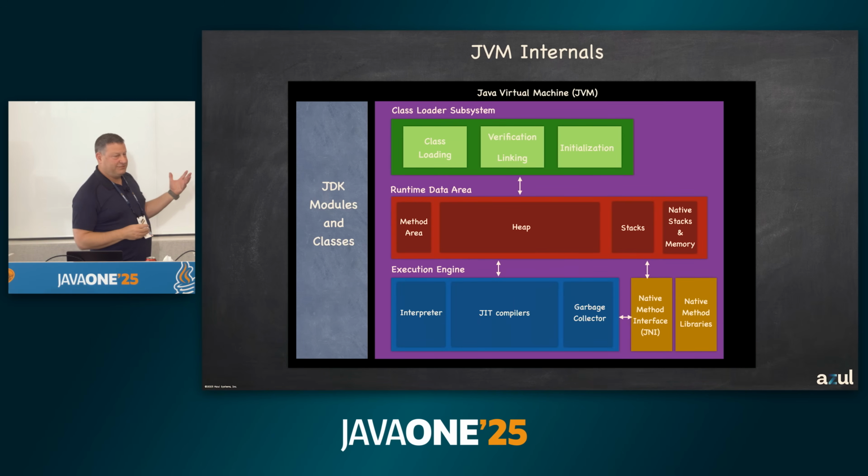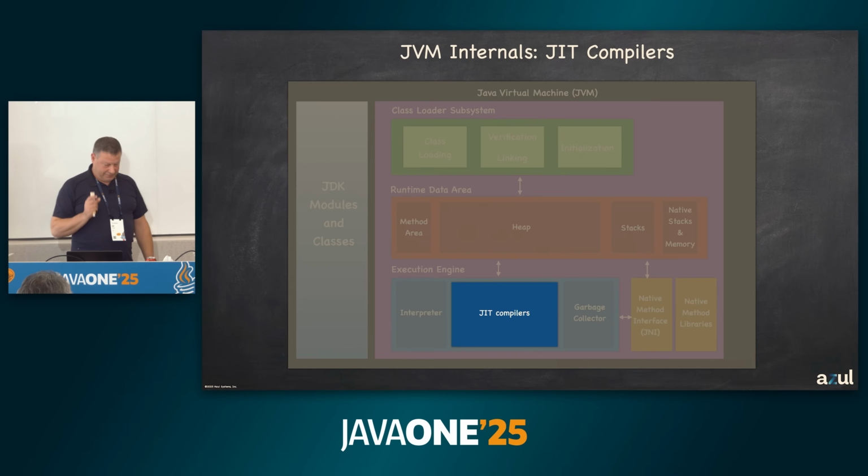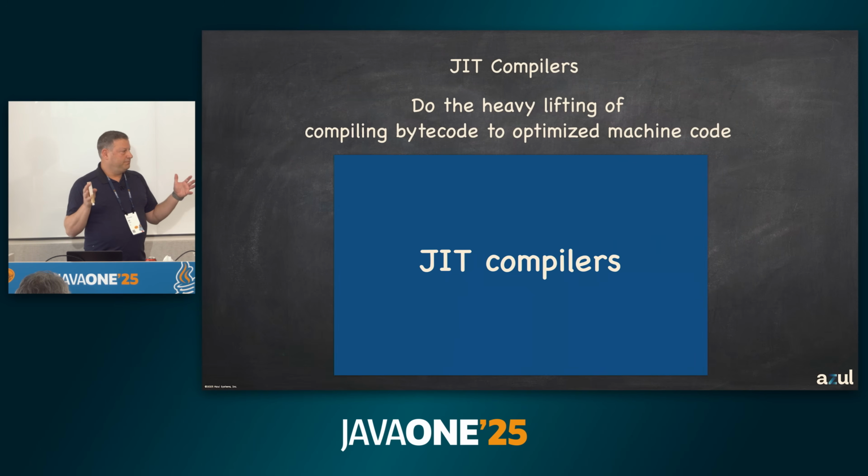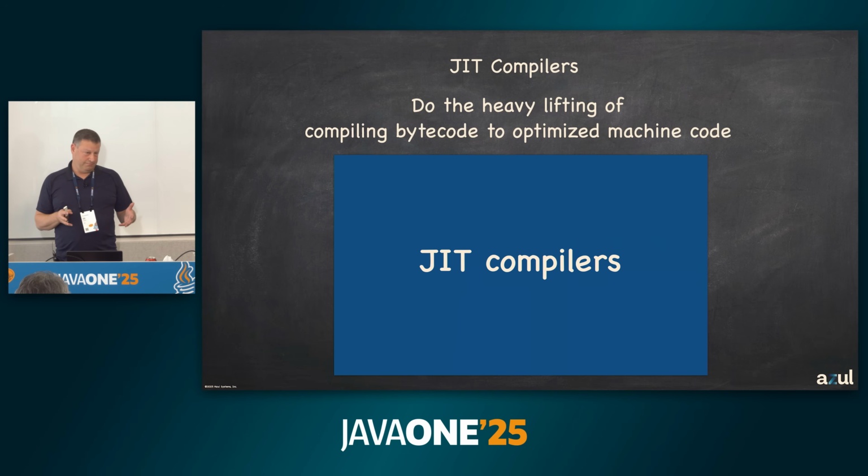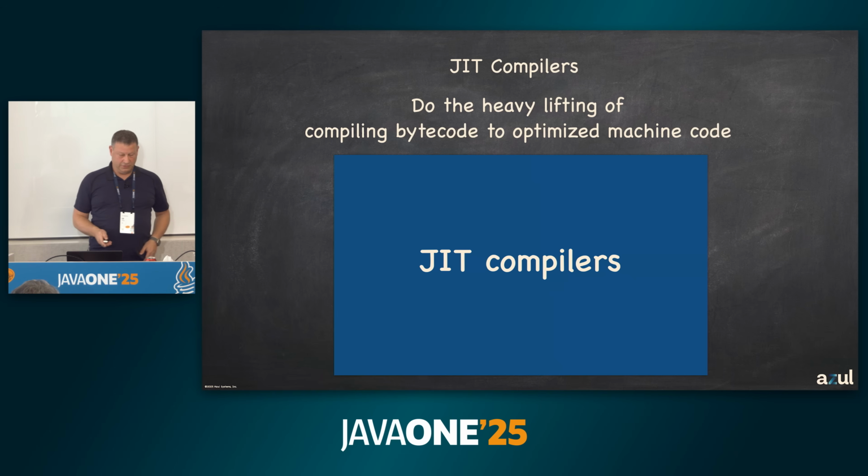Here are the insides of a JVM, roughly speaking. It does a lot of things. It's got JDKs and classes, and it's got a runtime, it's got class loading and garbage collecting and lots of other things, but we're going to focus on this thing here. That's the JIT compiler. JIT compilers basically do a simple but large thing. They do the heavy lifting of translating bytecode to optimized machine code. It's a contained thing to do, but it's a very expensive, heavy thing to do at the same time.